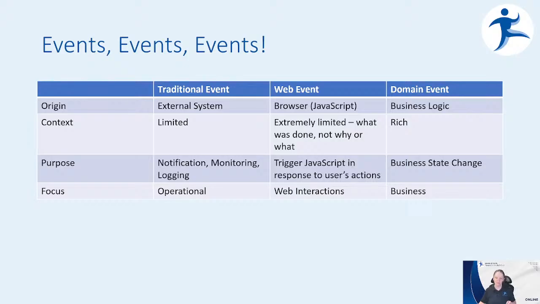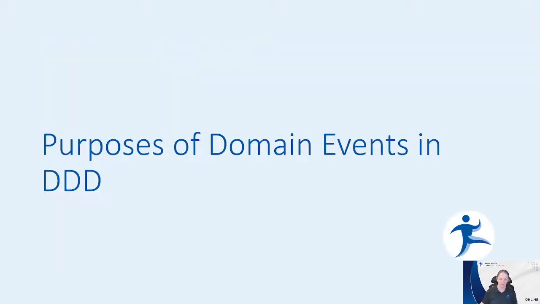Their purposes differ. Domain events, think of it as your business state change. It all goes back to business logic. The focus of traditional events is operational. Web events are, we've got a website and web interactions, so that's where your on blur, on double click, on context menu all happen. A domain event, that's business driven.